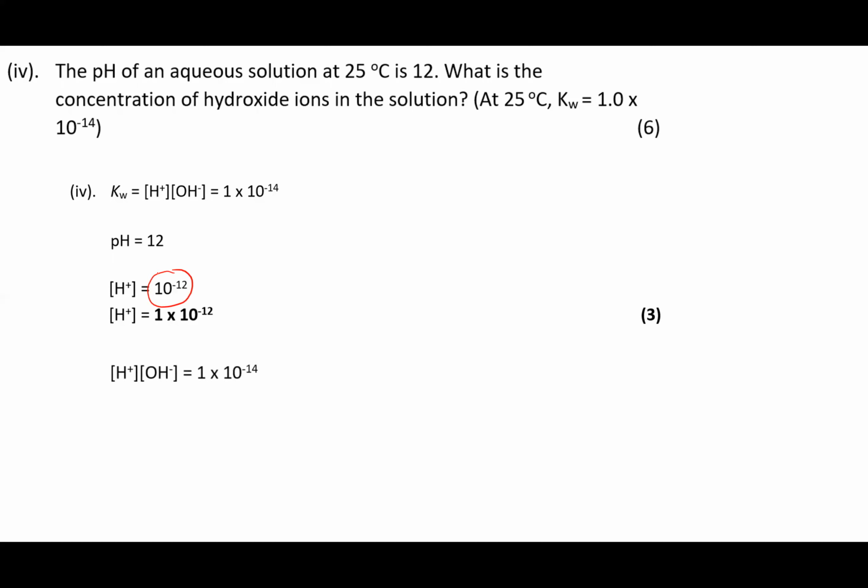Okay, so we're told in the question that H plus by OH minus at 25 degrees Celsius is 1 by 10 to the minus 14. So we sub in for H plus from what we just calculated, 1 by 10 to the minus 12, or 10 to the minus 12. And from that we get our OH minus ion concentration, which is 0.01. So 3 marks for that.